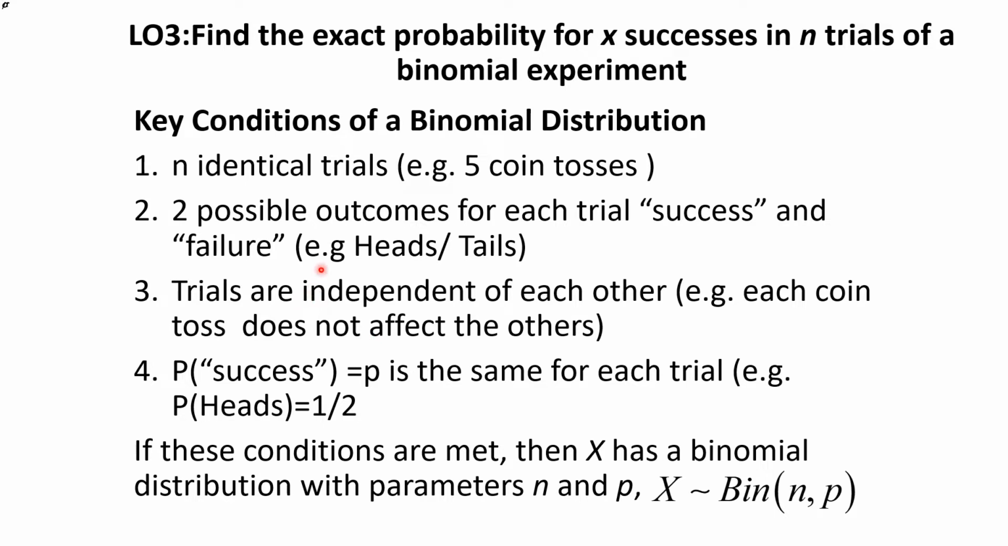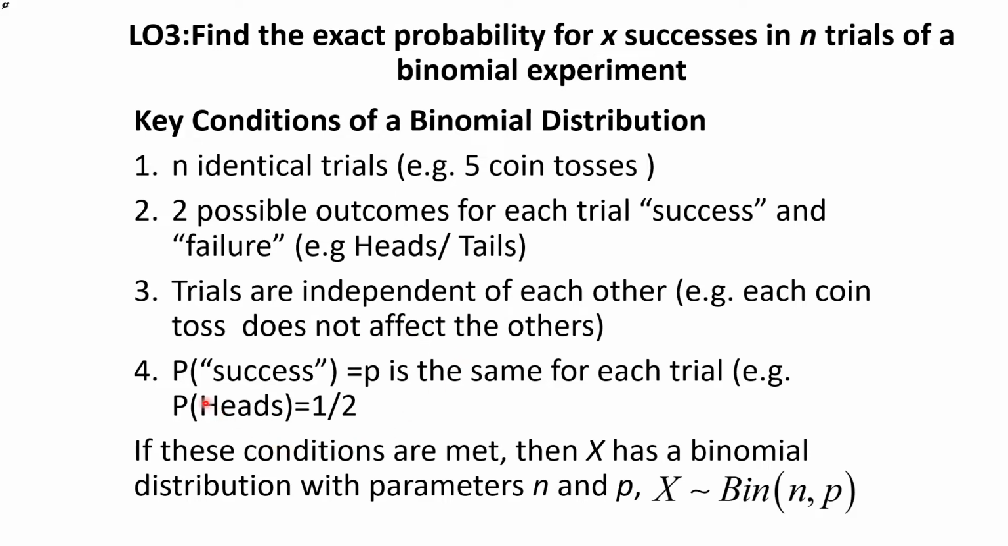For a binomial distribution, as the word says, the number of possible outcomes is always two. So you have to decide which is the success and which is the failure. And the number of trials, each trial should be identical. For example, if you're tossing a coin in the first trial, the second trial should also be tossing a coin. And the trials are independent of each other, meaning when you toss the first coin, it doesn't affect the toss of the second coin.